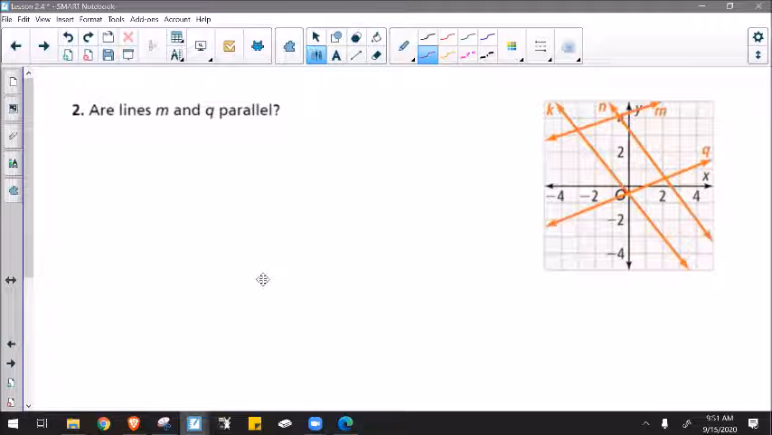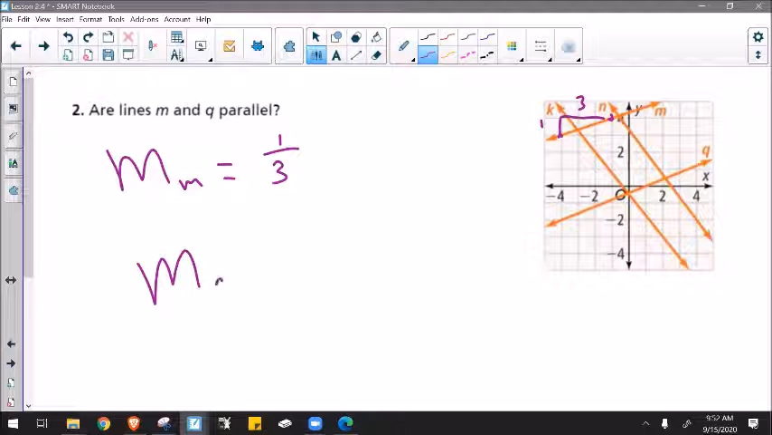How about lines M and Q? Find some nice points. We got M. So the rise on this one, you're going up 1 to the right 3. So the slope of line M, that's kind of weird that we have a 2M. Slope of line M is rise is 1, the run is 3. So the slope is 1/3 on that one.